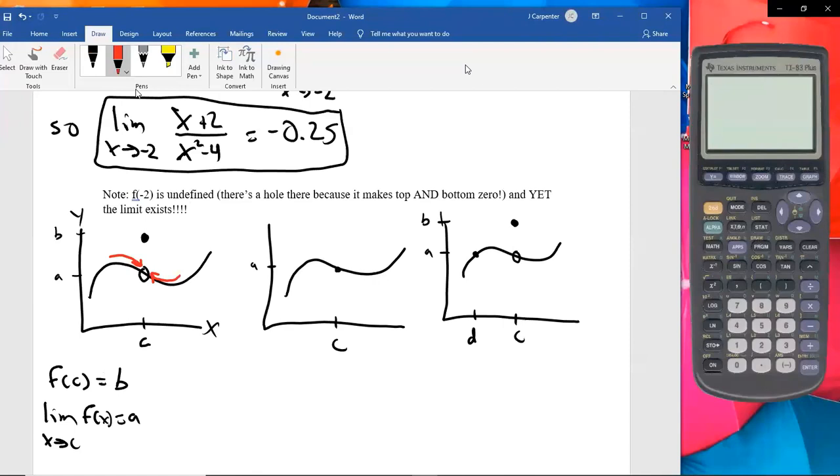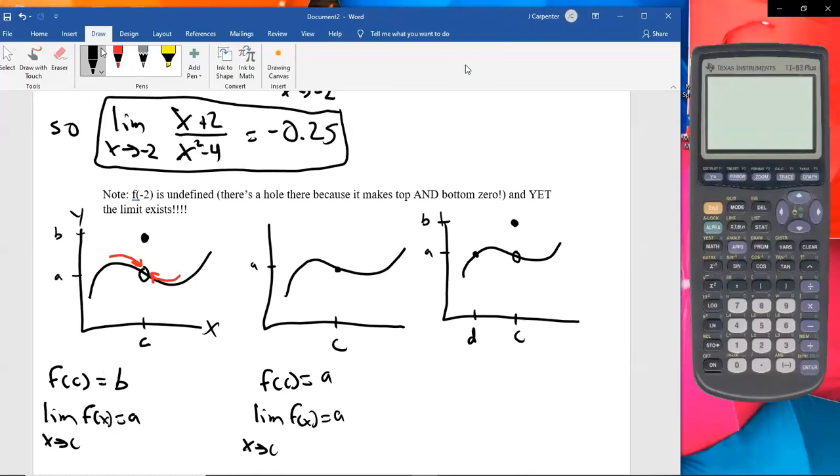For this middle one, oops, back to black. f of C is A because it doesn't have that discontinuity jump, and the limit as x approaches C of the function is A. Because when you approach from the left, when you approach from the right, you're still heading towards that.